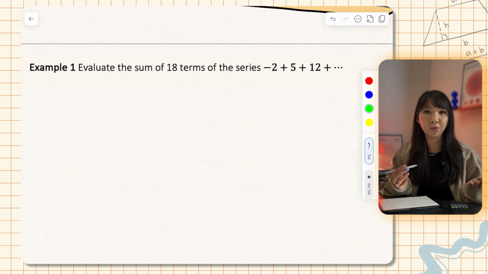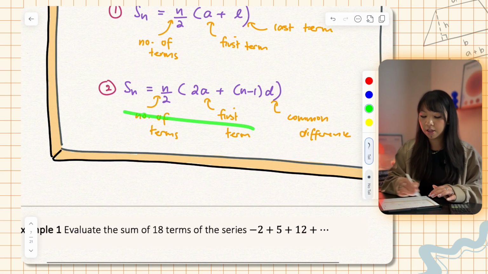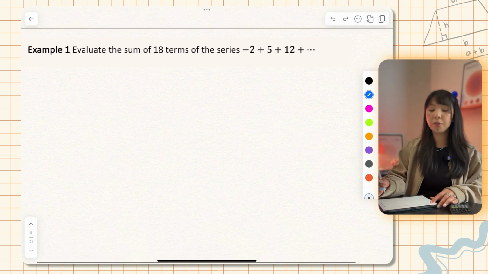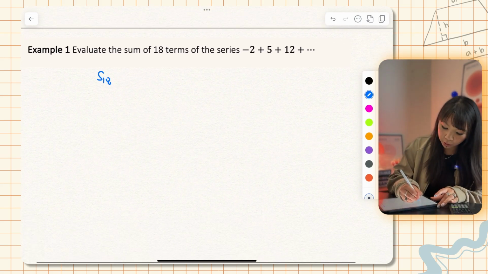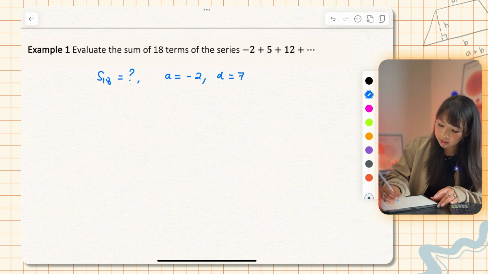Now, which one would I use? Well, since I'm not given the last term, I'm going to have to use the second form. So let's go ahead. We're looking for the sum of the first 18 terms, so I'm looking for S18, given that the first term is -2 and our common difference is 7.